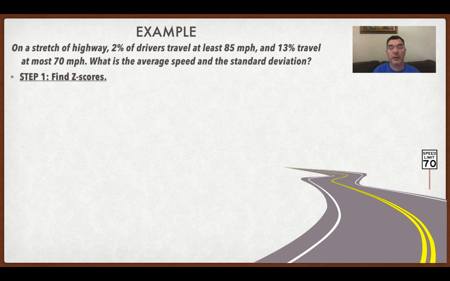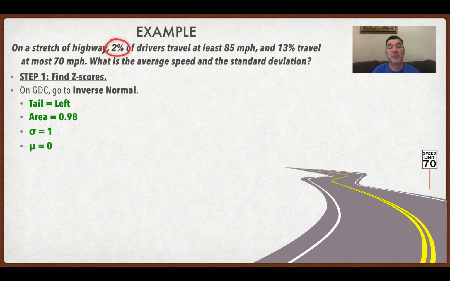Let's first of all figure out the Z-scores for 85 miles per hour and for 70 miles per hour. So I'm going to inverse normal, the tail is left, and I'm using an area of 98% because if 2% of drivers travel at least 85, then I know that 98% of drivers travel less. So I'm using a left tail with 98%. I'm using sigma is 1 and mu is 0 because I don't know either one, so I'm hoping for a Z-score, and the Z-score is 2.05.